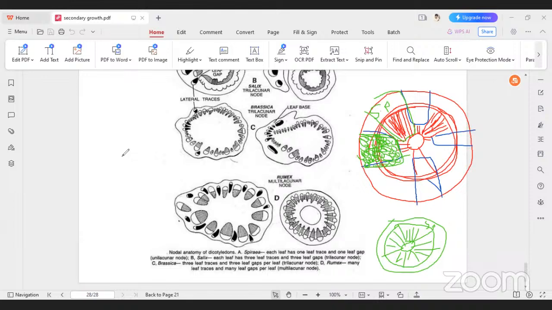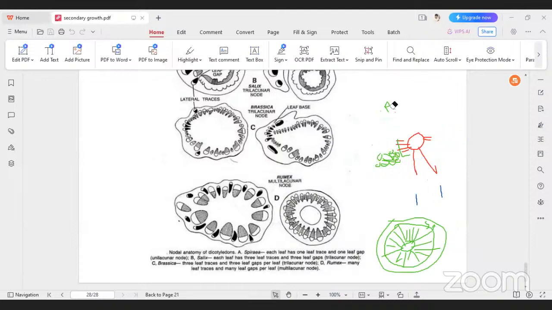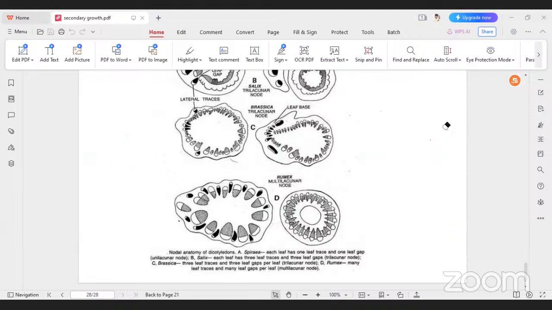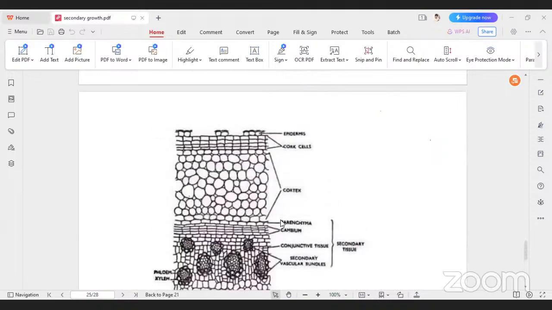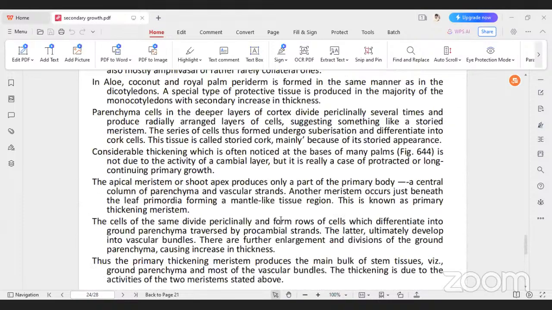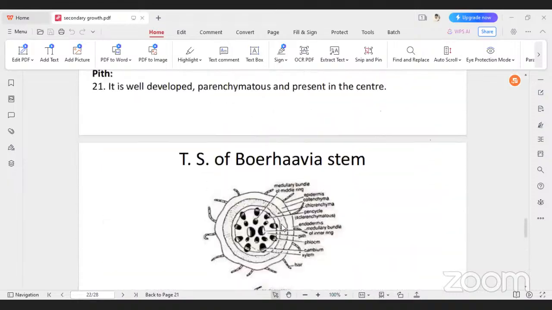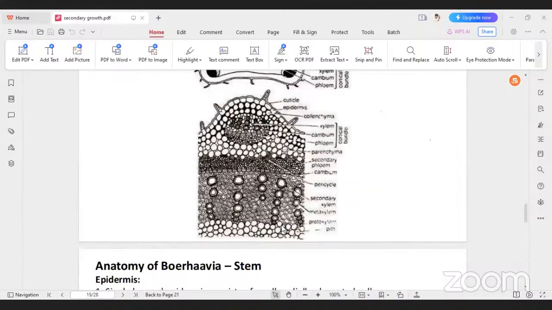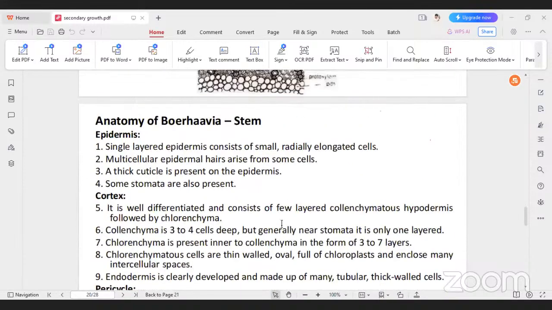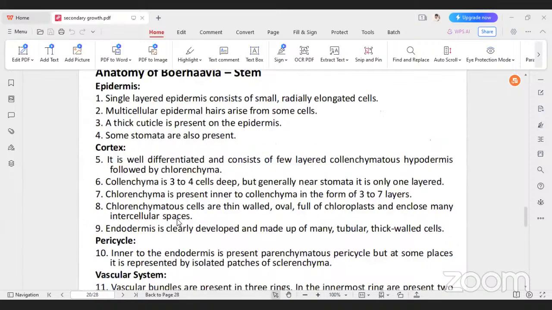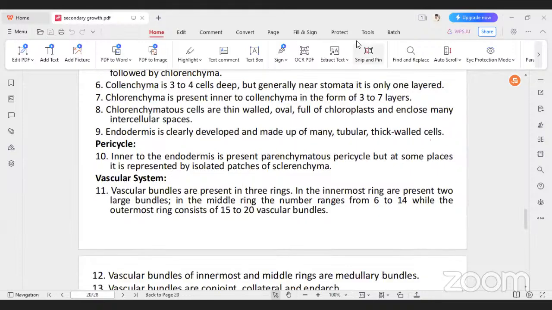And formation of accessory cambial rings. The best example, Boerhavia, is given in our book and in this slide also. Just wait. This is Boerhavia. Sorry, Dracaena. This one, the Boerhavia stem. Let's see what the abnormal activity is. In any stem, first the primary structure is common. The primary structure means epidermis common, cortex common, pericycle common, vascular bundle. Here, this is abnormal activity. I already told you. What is abnormal activity in this?